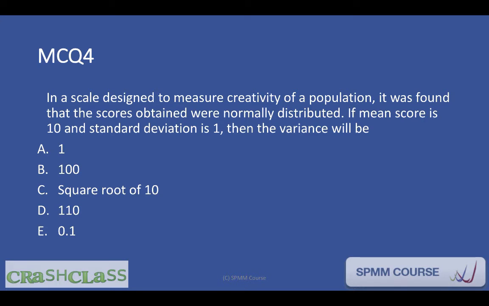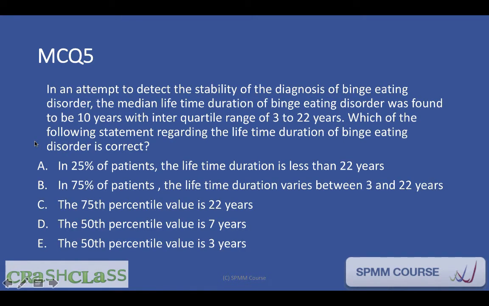In a scale designed to measure creativity of a population, it was found that the scores obtained were normally distributed. If mean score is 10 and standard deviation is 1, then the variance will be 1, 100, square root of 10, 110, 0.1. So standard deviation is given as 1. How do you calculate variance? Square root of variance is standard deviation. So square of standard deviation will give you variance. 1 square is 1. So the answer will be simply 1. So if you just square the standard deviation value, you will get variance. The answer is 1.